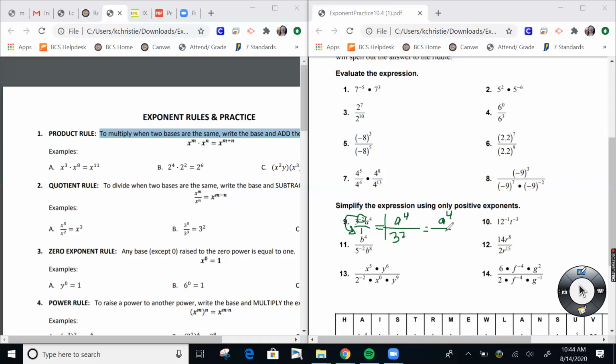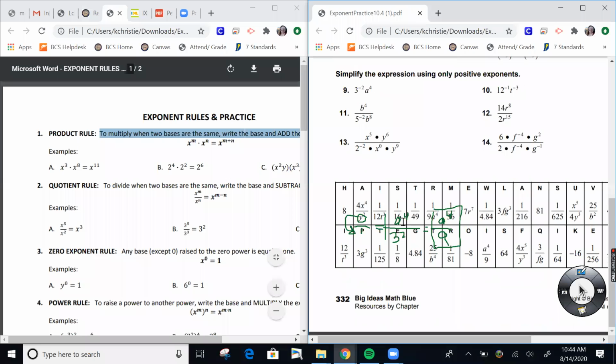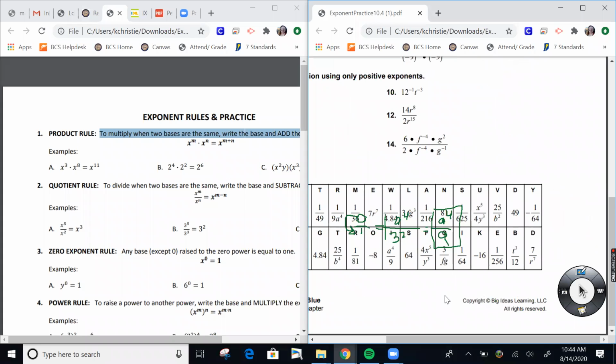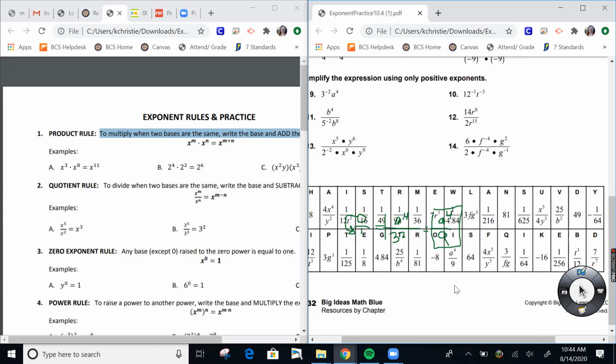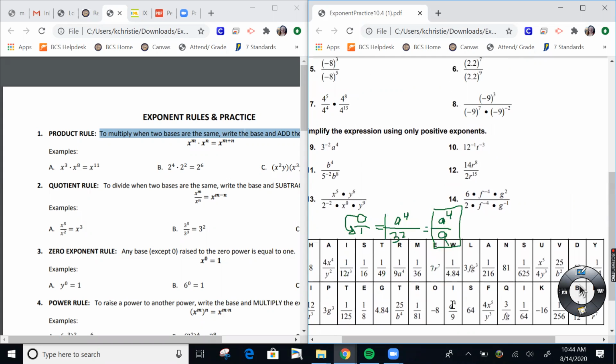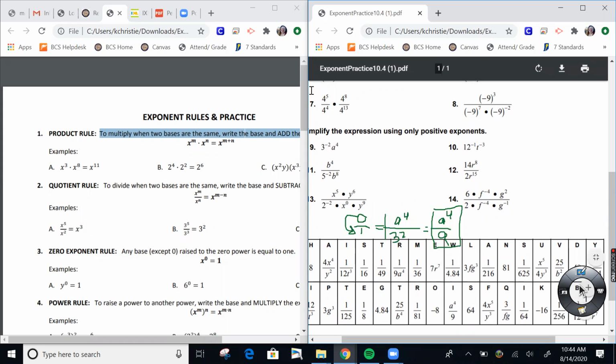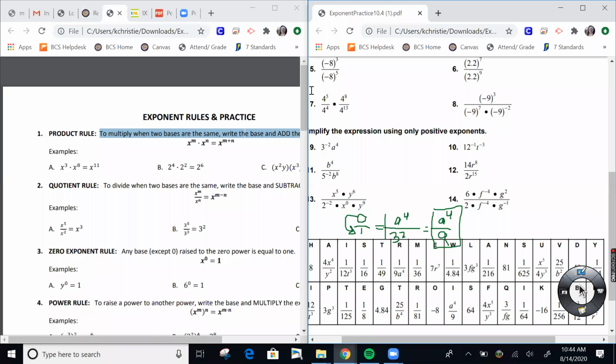But I can do 3 to the second. 3 to the second is 9 because it's 3 times 3. So I've got a to the 4th over 9. Again, find that down there, and it is a to the 4th over 9. It's that one right there. So again, you're going to circle that or highlight it, and that's going to be part of that third word that we had.